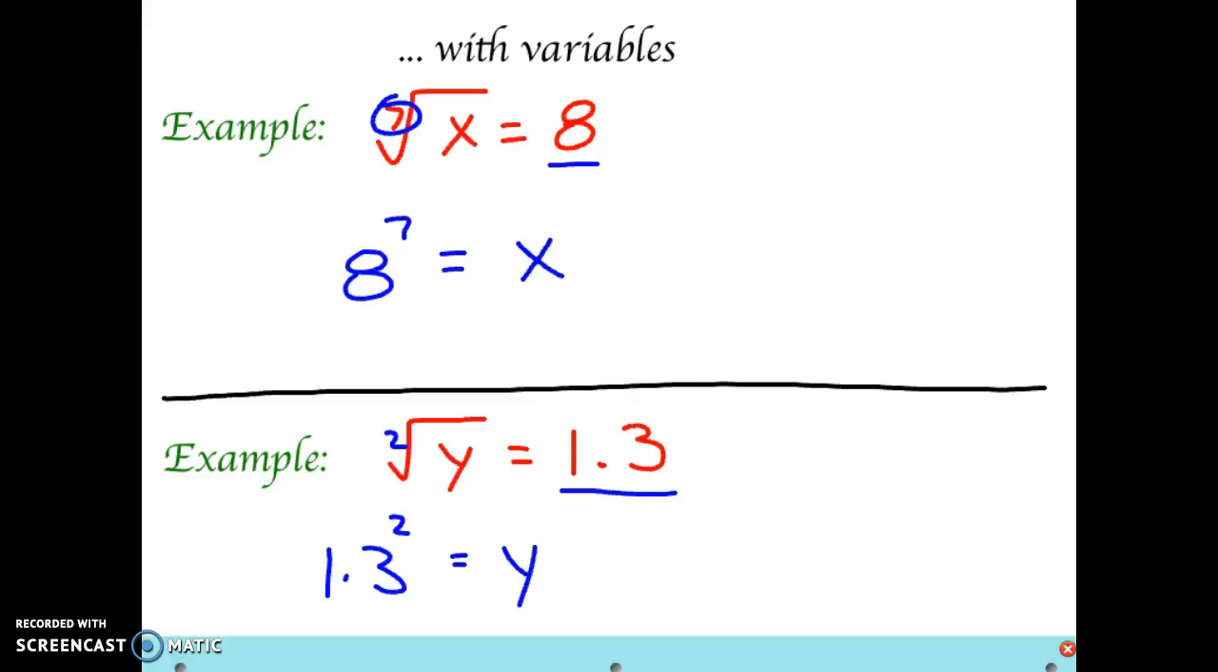So I hope this video has helped you understand how exponents and radicals are related. In future videos, we will look at how to simplify and do mathematical operations with radicals.